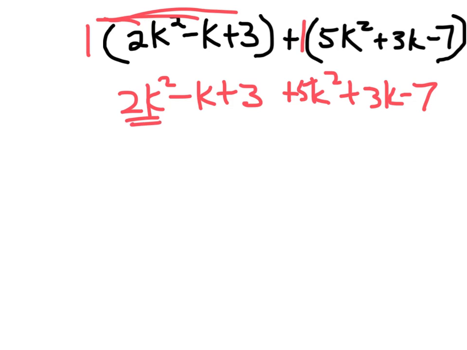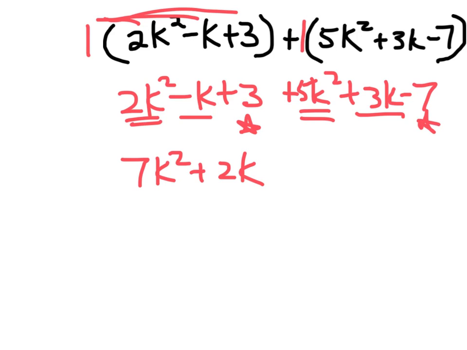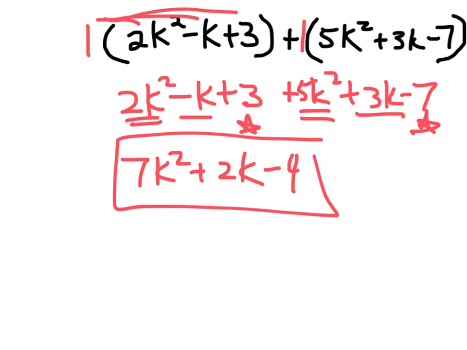I have 2 of the k squares plus 5 of the k squares, so altogether 7k squared, then minus 1k plus 3k, so plus 2k, and then finally 3 minus 7 is negative 4. So the final answer is 7k squared plus 2k minus 4.